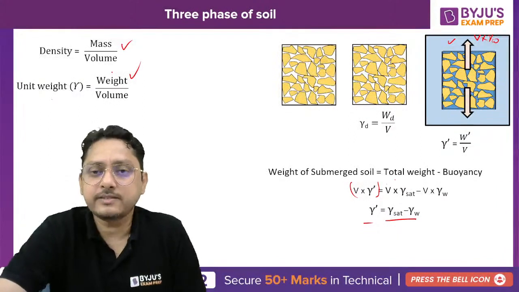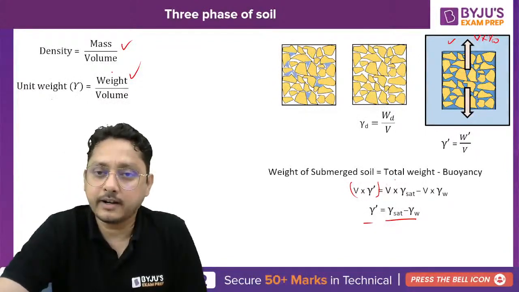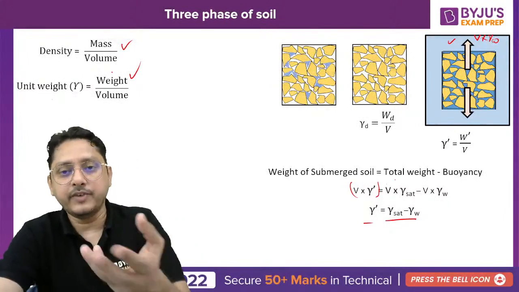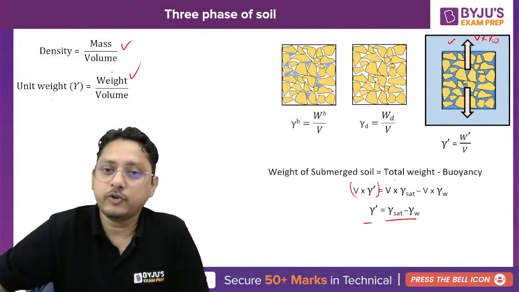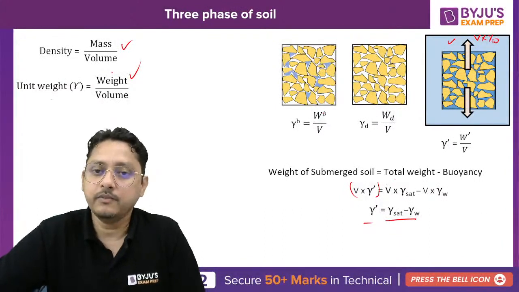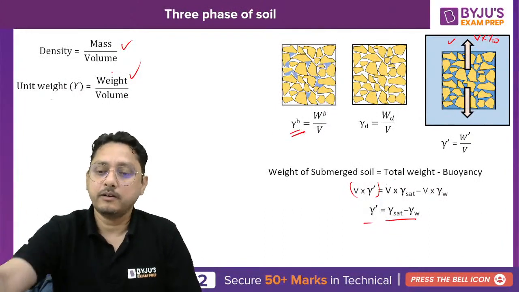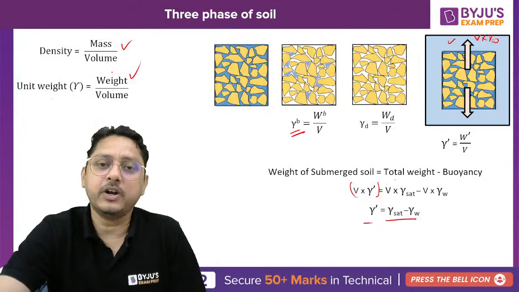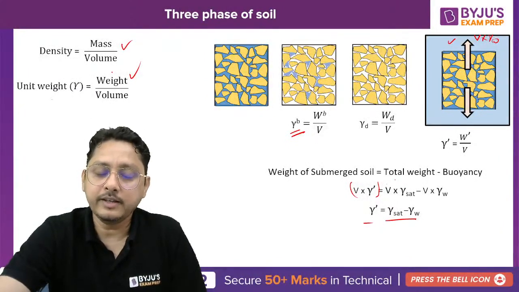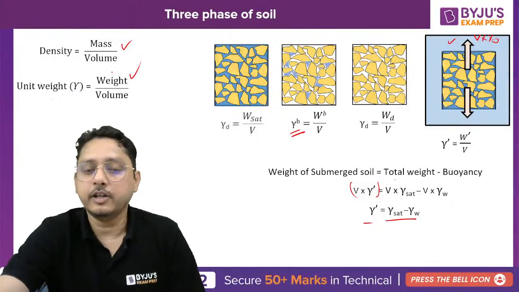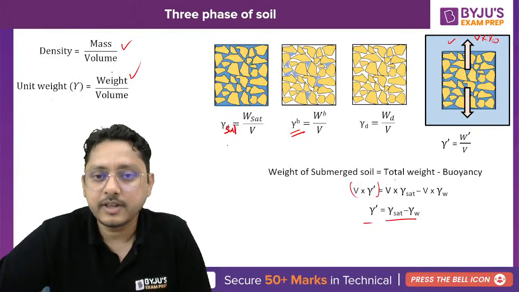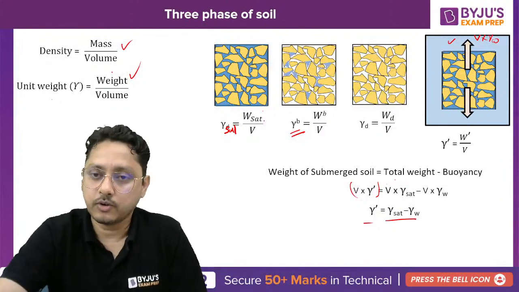Then if the soil is slightly filled with water, some portion of the void is filled with water, this type of soil we call bulk soil. So take the weight of the soil divided by the same volume, and that gives you the bulk unit weight. Then if the voids of the soil are completely filled with water, the unit weight calculated at that time we call gamma saturated, the weight of saturated soil by total volume.